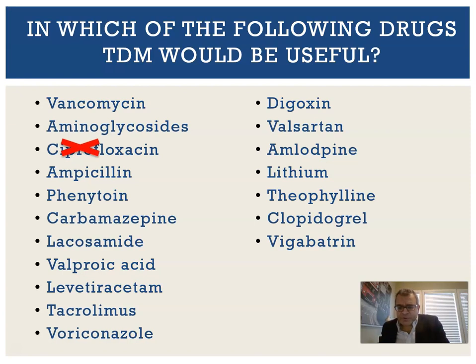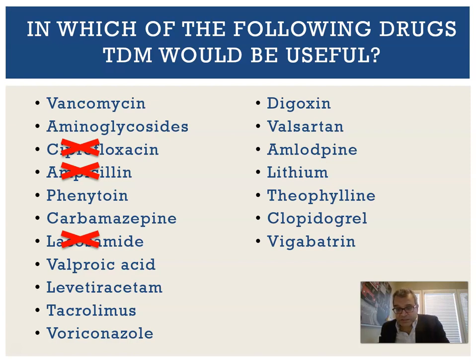Ampicillin has a wide therapeutic range. Higher IV doses could be used. And so TDM is not useful. Phenytoin has nonlinear kinetics, as I talked about. Carbamazepine could have unpredictable kinetics. I don't usually use TDM for carbamazepine unless I'm suspecting toxicity or lack of efficacy. However, it induces its own metabolism. Also, concentration could be unpredictable. So yes. Lacosamide, I don't need to do TDM for it because it has linear kinetics and predictable concentrations.